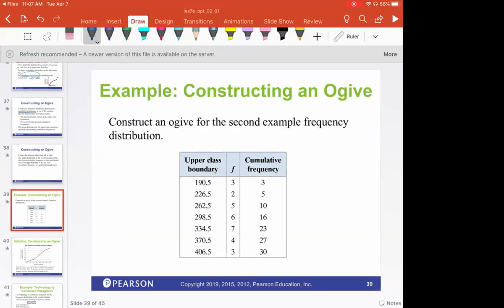All right, so here it shows what we're working with. We're working with upper boundaries, and we want a cumulative frequency. So remember, to find a cumulative frequency, you add these up. The first two you get 5, so that's where this 5 comes from, and then 5 plus 5, which is our next one, we get 10. 10 plus 6, we get 16. 16 plus 17, we get 23. And that's how you do a cumulative frequency.